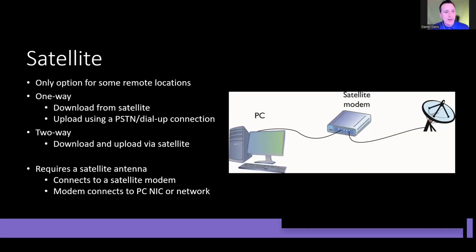All right, let's talk about satellite. It's the only option for some remote locations. There are a couple of types. There's one-way, which downloads from the satellite and uploads using the PSTN dial-up connection. And then there's two-way, download and upload via satellite. It requires a satellite antenna that connects to a satellite modem. The modem connects to the PC NIC or network. And this is what that setup might look like, at least at a very simple level.